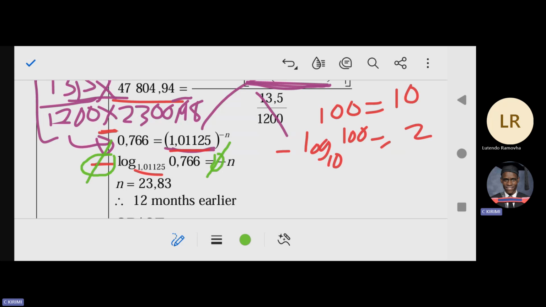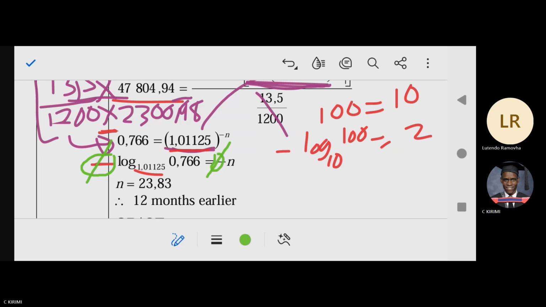So your n becomes the log base of what? Punch that answer now. The log base 1.01125 of 0.76. What do you get? 23.83. You are getting 23.82, but when you round it off, it's 23.83. So when you round it off, you are going to get 24 months, isn't it? Yes.